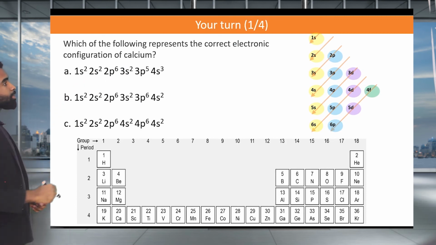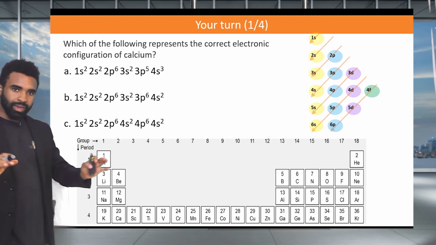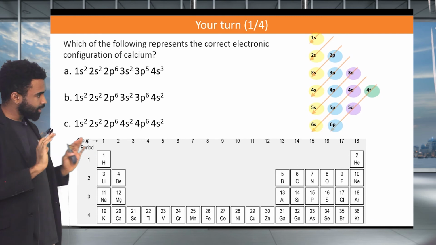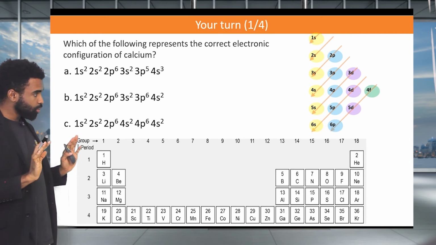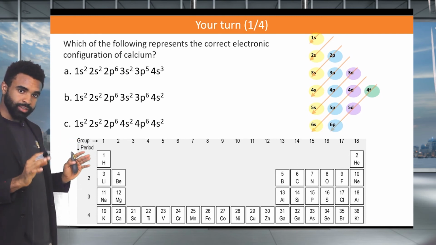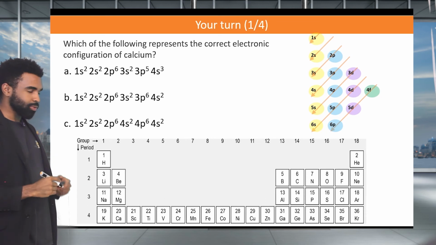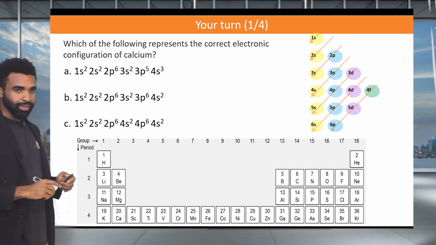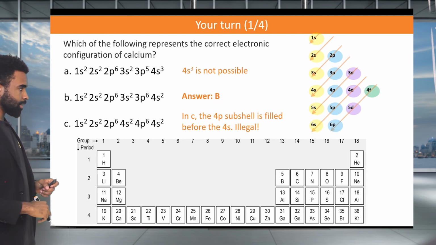Which of the following represents the correct electronic configuration of calcium? Pause and think about it. I'm not going to do this question, so it's up to you. I'll show you the answer in 5 seconds, but make sure you pause the video and think about it. 1, 2, 3, 4, 5. There's your answer. It's B.